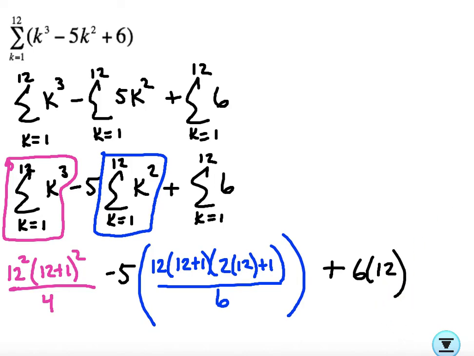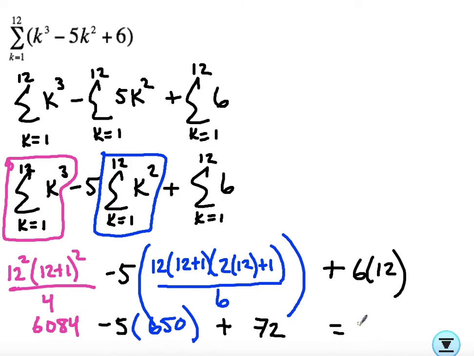All right, so when you type stuff in your calculator, the pink stuff is going to be 6,084. Then we've got a minus 5 times the blue stuff, which ends up being 650. And then plus 6 times 12, which is 72. So when we multiply and add all that stuff up, our final answer will be 2,906.